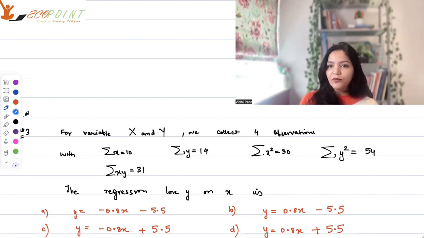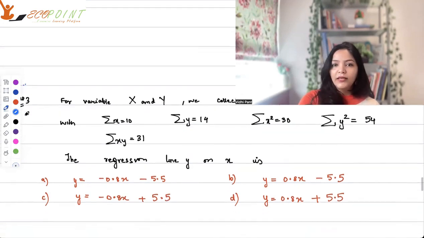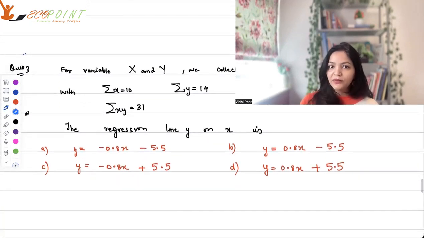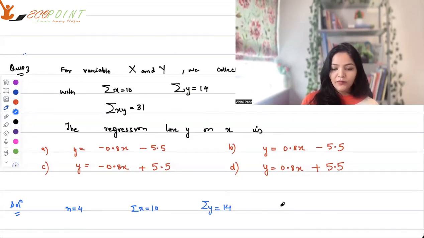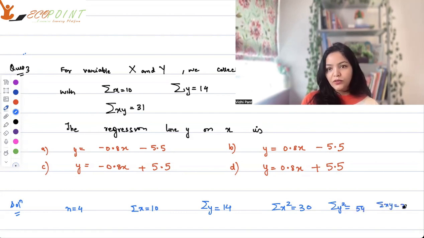So if all this information is given to you, I think it should be very easy for you guys to find out the regression line. You should know the concept of finding the regression line y on x. That's it. Pause here, try it out yourself, find the correct answer. We have n equals to 4, summation x equals to 10, summation y equals to 14, summation x square equals to 30, summation y square equals to 54, and summation xy is equal to 31.